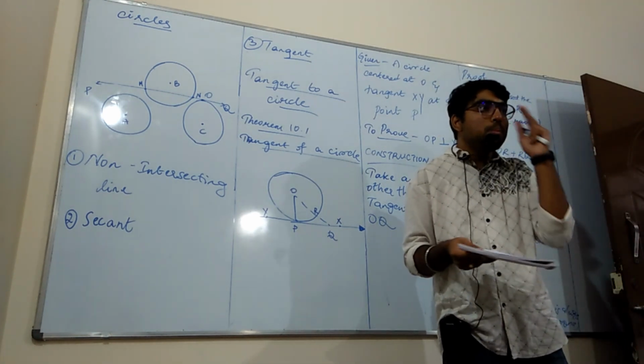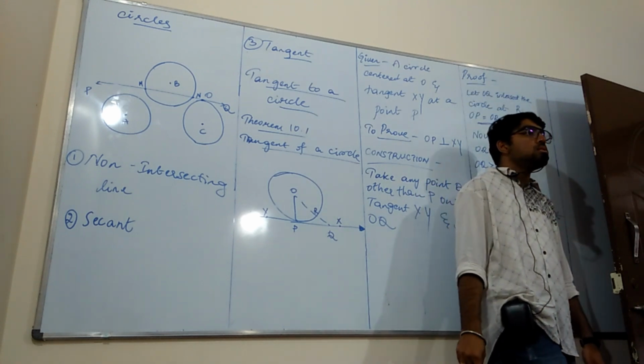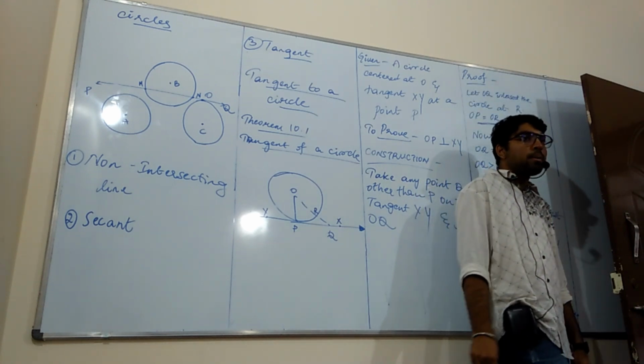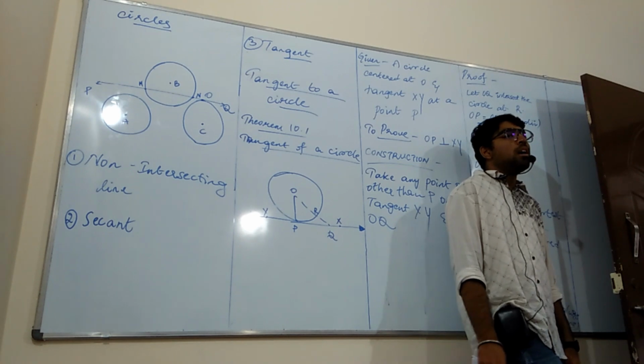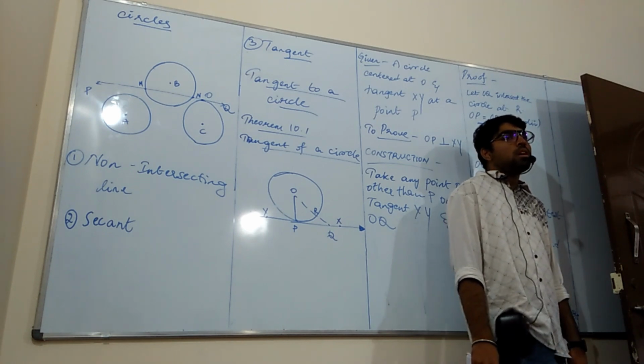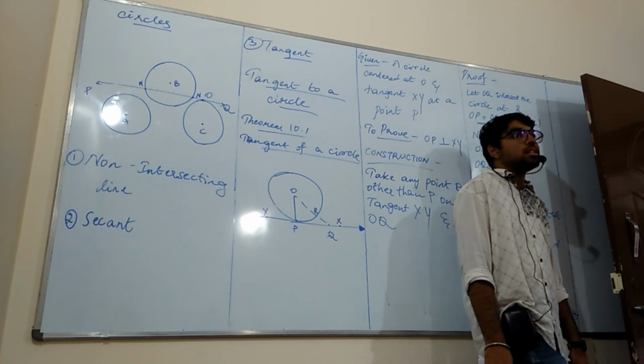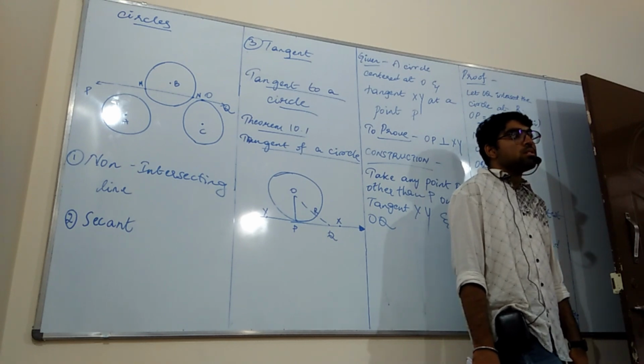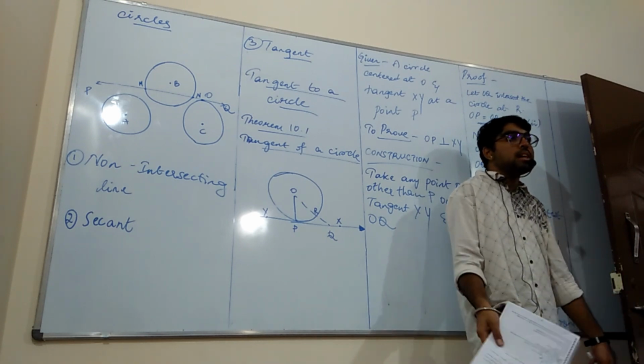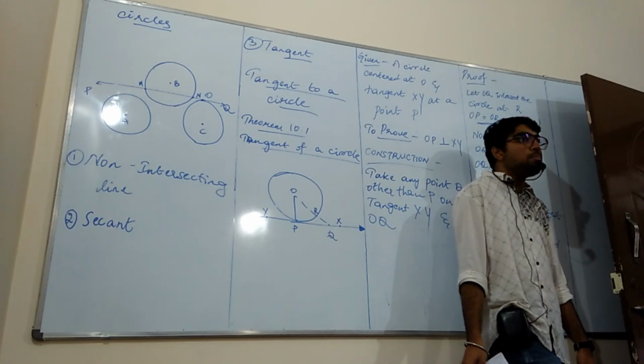It's a unique point. The tangent drawn to a circle is a unique thing. At the same point, you can't draw two tangents. You can draw an infinite number of tangents to a circle, but at the same point, you can't.